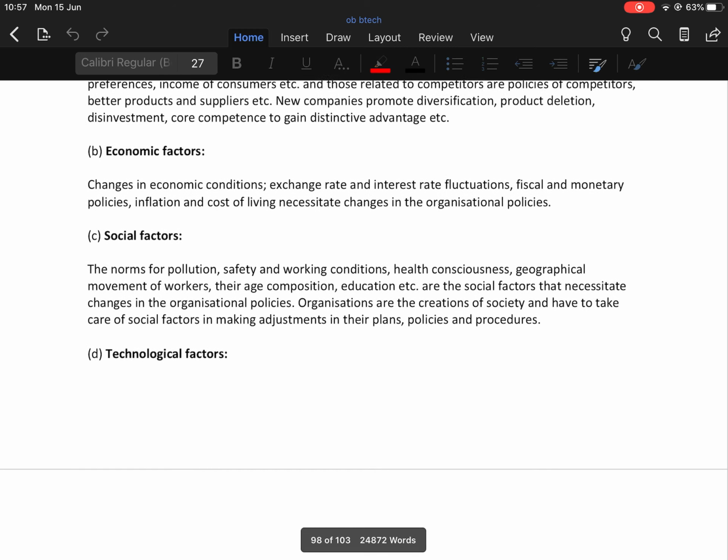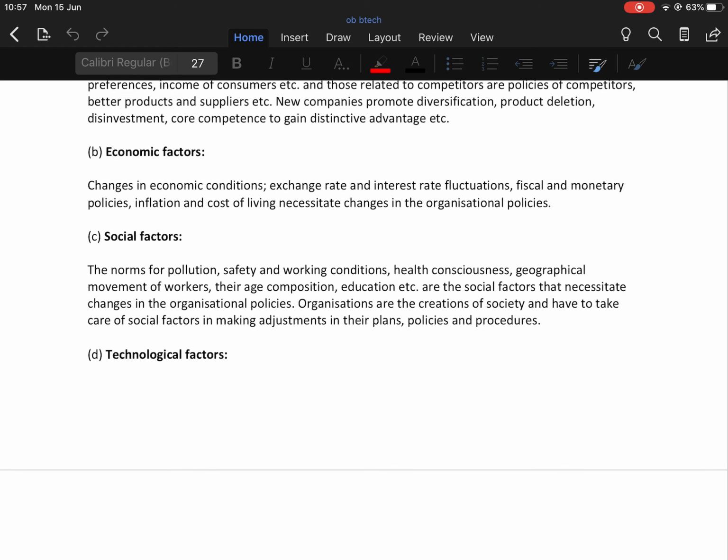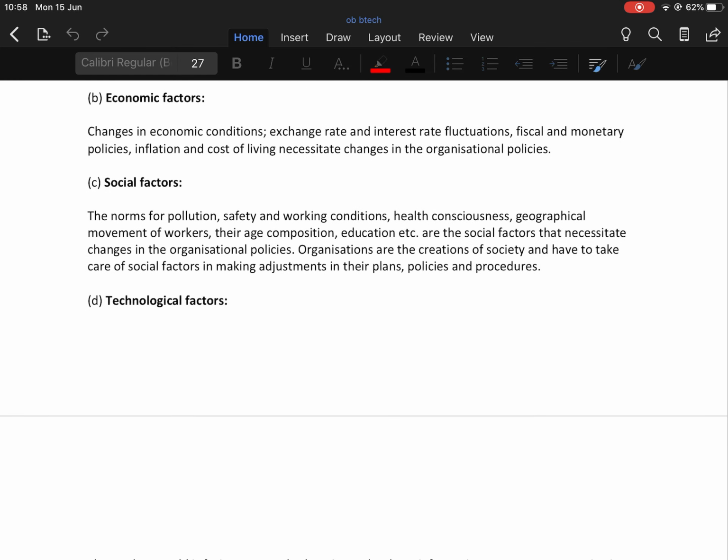Now the second is economic factors: changes in economic conditions, exchange rate and interest rate fluctuations, fiscal and monetary policies, inflation, and cost of living necessitate change in the organizational policies. Then the third external factor which influences the organizational change is social factors. The norms of pollution, safety, and working conditions, health consciousness, geographical movement of workers, their age composition, education, etc. are the social factors that affect the organizational policies.